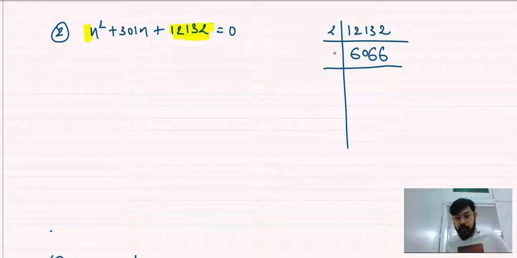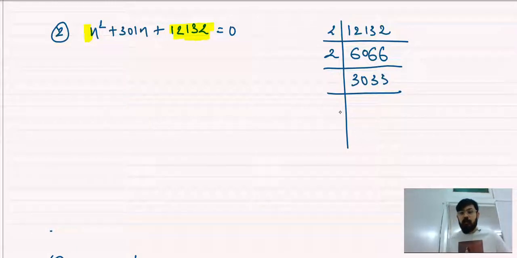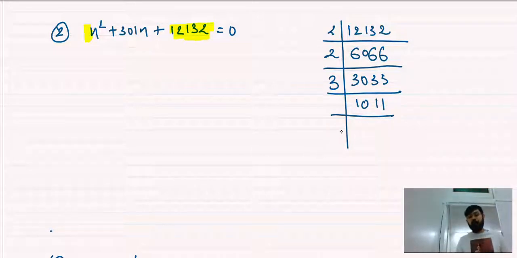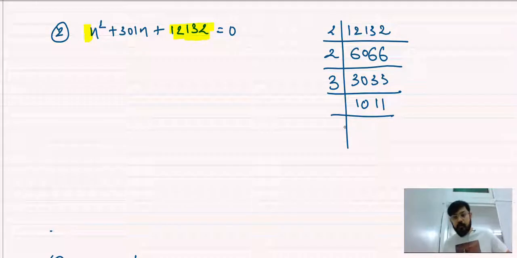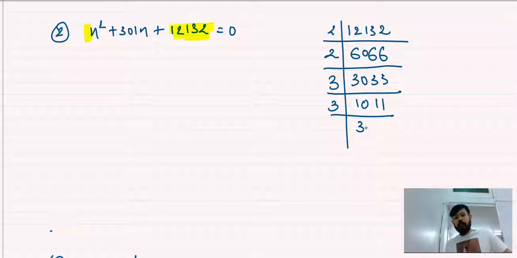6066. Let's divide it further by 2. So it's 3033. Now it cannot be divided by 2, so divide by 3. Now it will become 1011. Correct? Now it will be divisible by 3 because the sum of all the digits is divisible by 3. So we'll divide it by 3 again. 3 3s are 9. The remainder is 1. 1 comes down. We get 11. Again 3 3s are 9. Now the remainder is 2 and 1 comes down, so we get 337.